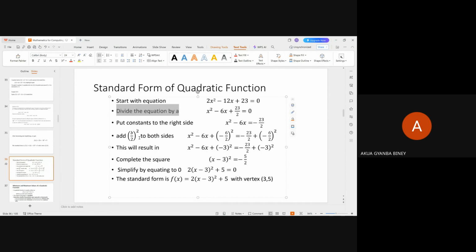Add b over 2 all squared to both sides. So this minus 6 over 2 all squared, we add it to the left-hand side, and we add it to the right-hand side. Then simplify. This part is just simplification. You end up getting minus 5 over 2. That is it for this side. On this side, put the square together. Minus 6 over 2, I'm getting minus 3. Open the brackets, square, put them together. So you have x minus 3 all squared is equal to the simplification here.